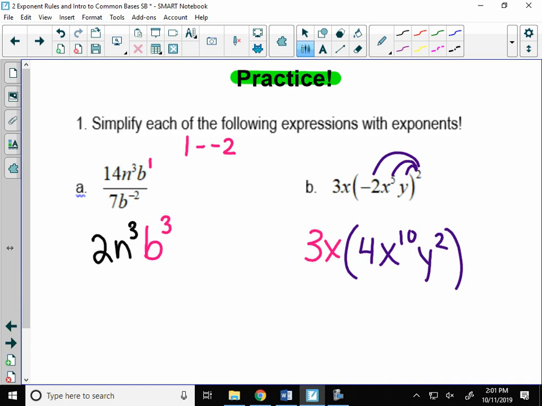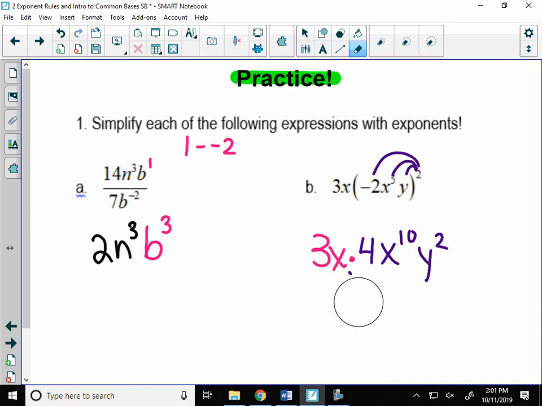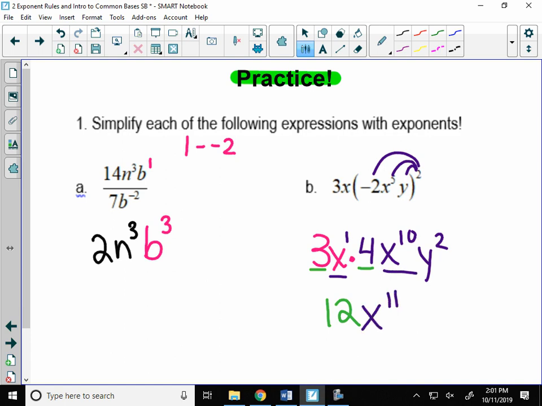Now, you don't have to distribute here. We don't have plus or minuses, so it's not the same as how you would distribute to collect like terms. All you have to do is now multiply straight across. You can even get rid of these parentheses at this point if you want, and just have 3x times 4x to the 10th y squared, if that helps you. All you have to do is multiply the numbers together. 3 and 4 is 12. Then x to the first times x to the 10th, they have the same base, so we add the exponents, and then y squared.